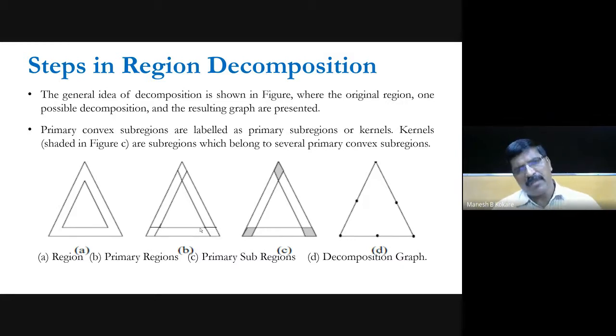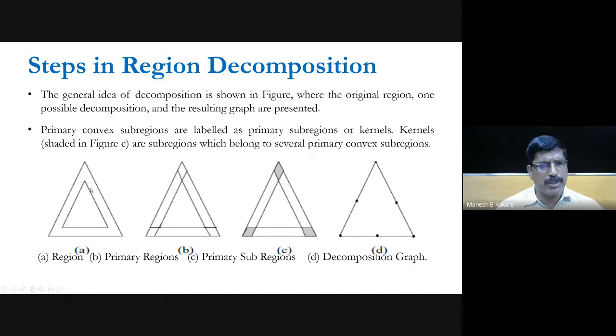Now another method for construction of the graph is region decomposition. You are given a complicated region, and from that region we have to construct the graph. So what is the procedure? It is a hierarchical process. The complicated region is divided into simpler regions, and these simpler regions are called the primitives. The general idea of decomposition is shown in the figure, where the original region, one possible decomposition, and the resulting graph are presented here.